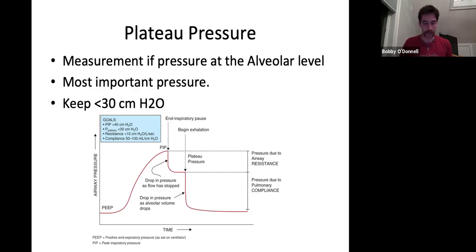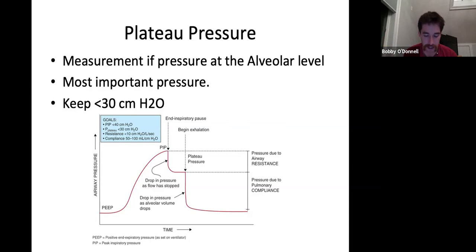And we need to be really careful with how we do that. Causes of an elevated P-plat can be decreased pulmonary compliance, vascular permeability, pulmonary edema, tension pneumo, ascites. Because if we start having these elevated airway pressures, it's going to overstretch the alveoli, and then that's going to set off a whole inflammatory cascade.